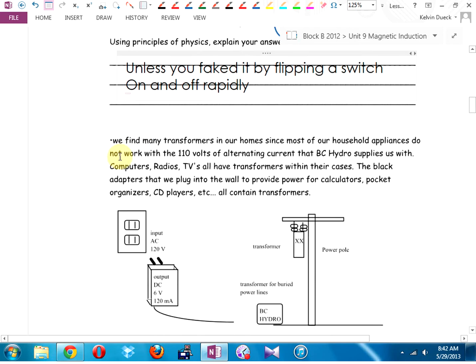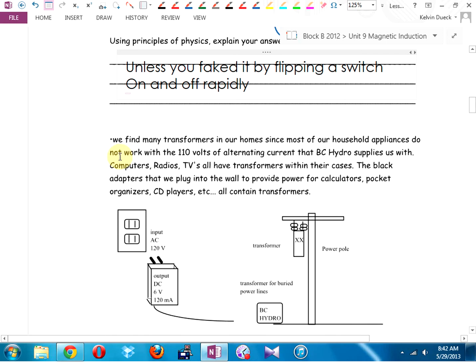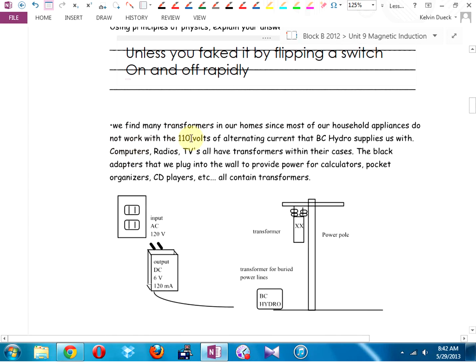We find transformers in our homes since most of our household appliances don't work with 110 volts of alternating current that BC Hydro supplies us with. Computers, radios, TVs, they all have transformers within their cases. The black adapters that we plug into items, those are transformers.